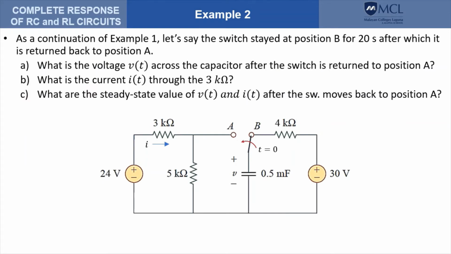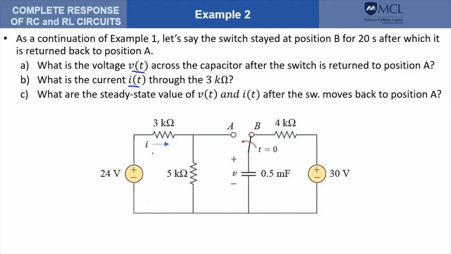This example is a continuation of example 1. So after the switch is transferred to position B and the circuit attains a steady state condition, we transfer back the switch to A. Then the question is, what is the voltage across the capacitor after that switch is returned to position A, and also the current through the 3K ohm resistance after the switch is transferred.